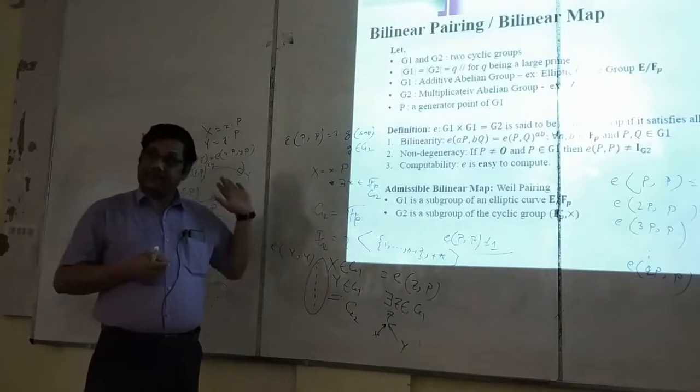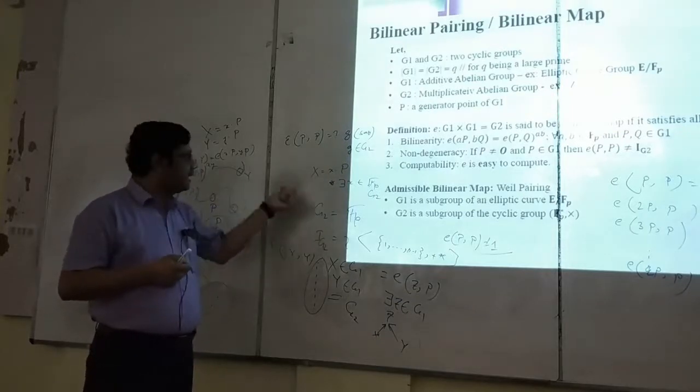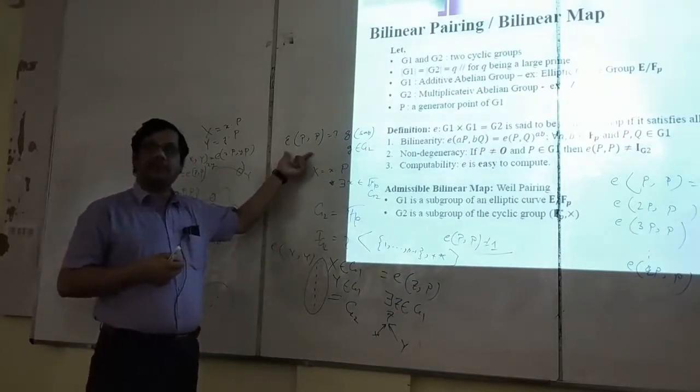Second property. Third property is very simple, saying that this function is a polynomial time function. Easy. e is easy to compute.